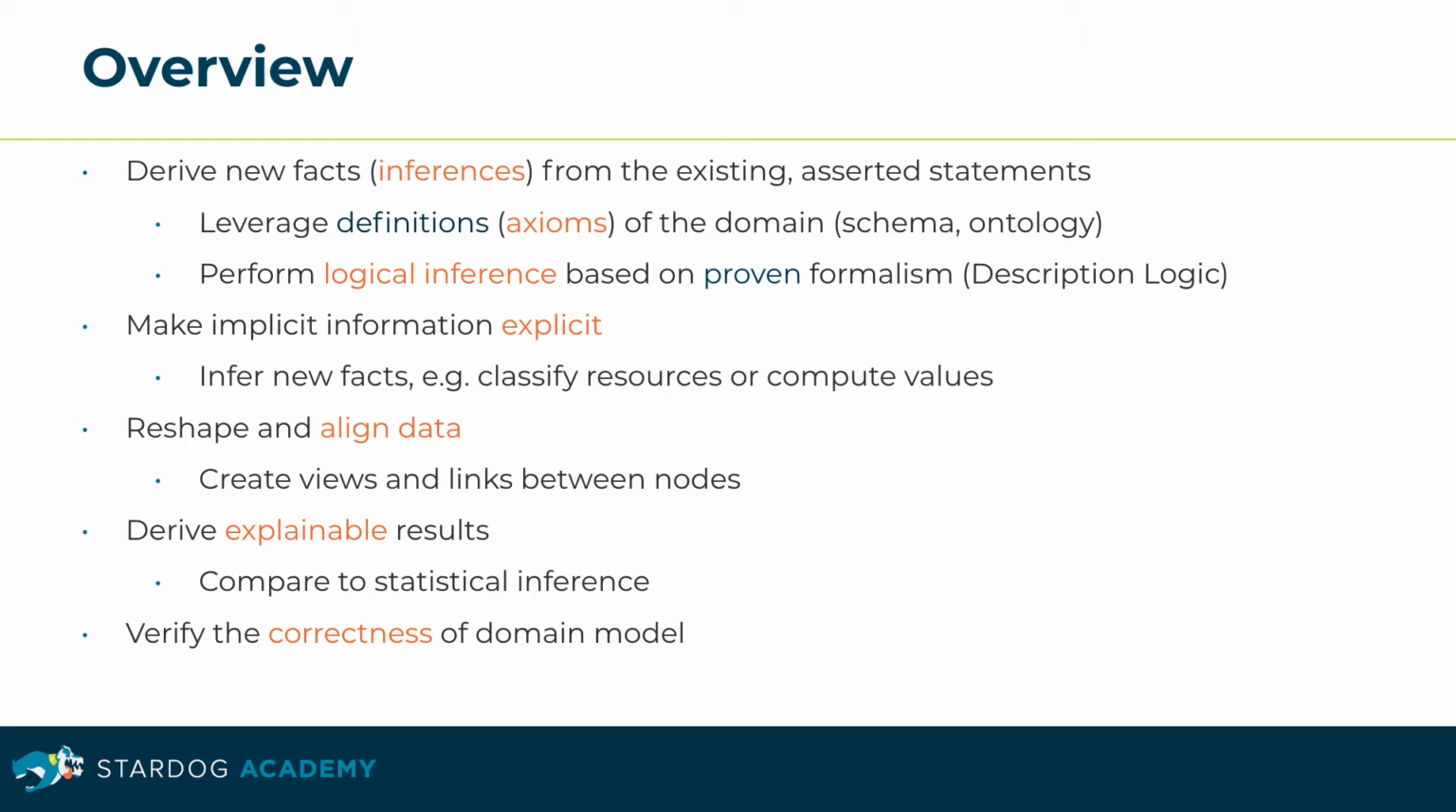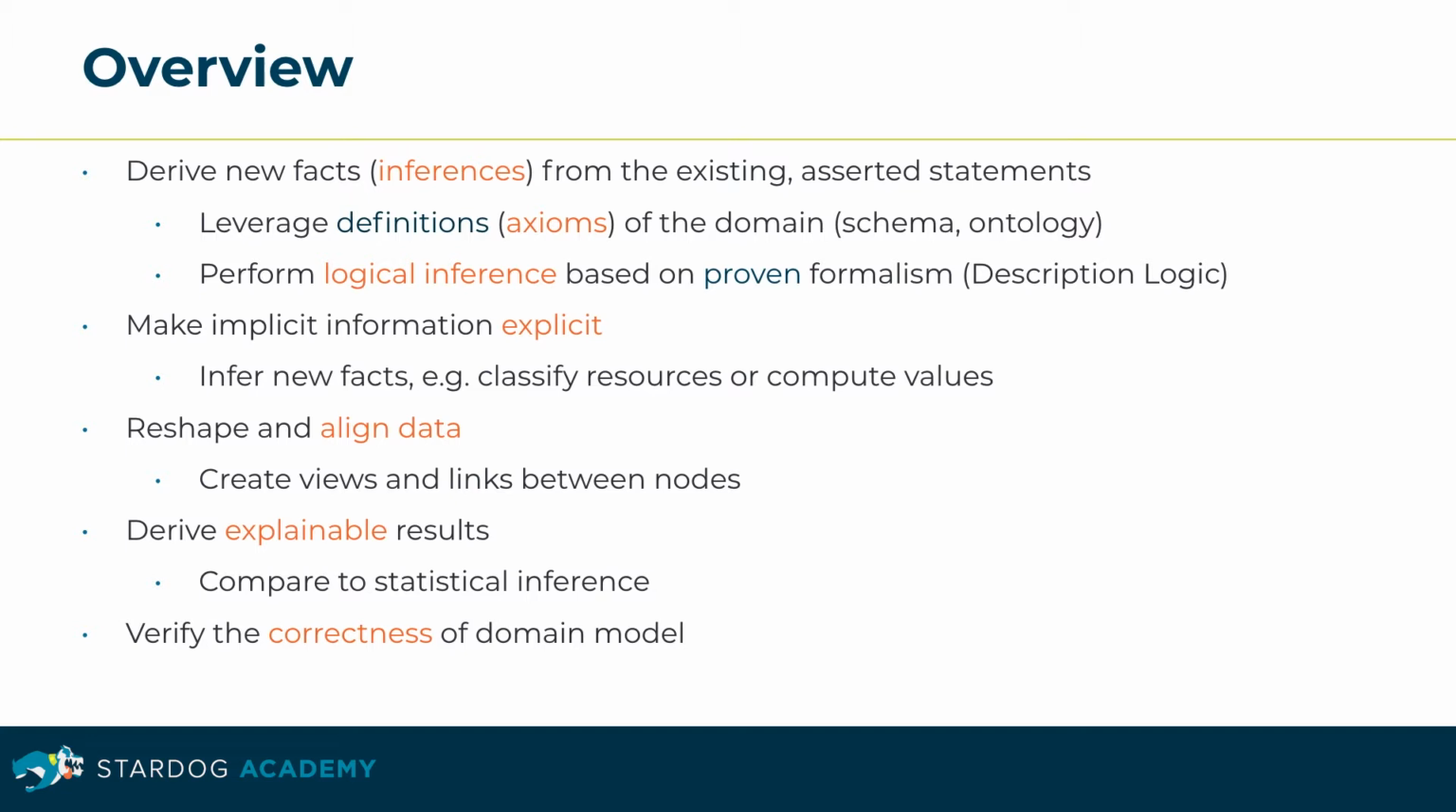Graph schemas and the more expressive ontologies model a domain in such a way that further conclusions could be drawn from the data using logical inference. This is a set of rules based on proven knowledge representation formalisms such as the description logic, a decidable and efficient subset of the first-order logic.